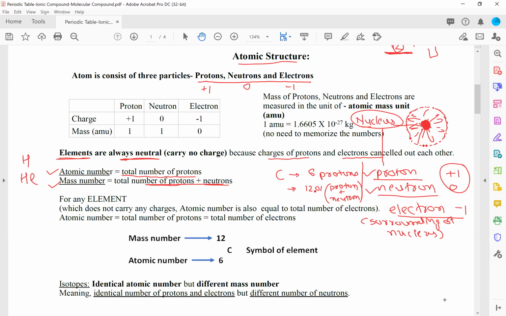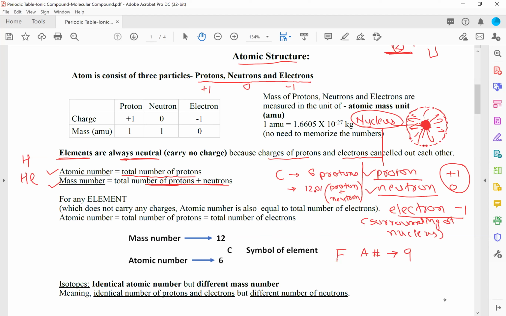Okay. So let's talk about fluorine. The symbol is F. If I ask you what the atomic number for fluorine is, that is going to be what? 9. Right, the atomic number for fluorine is 9.